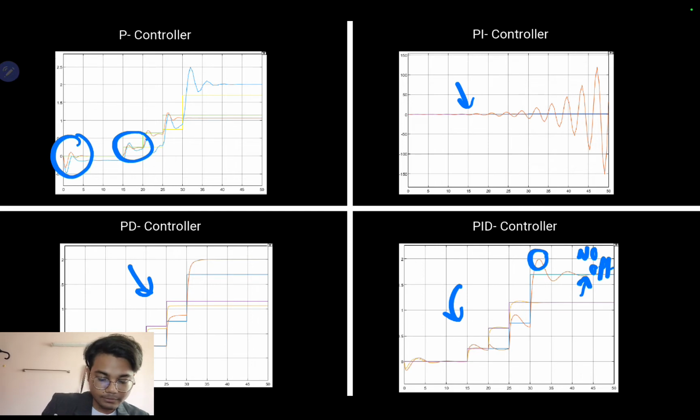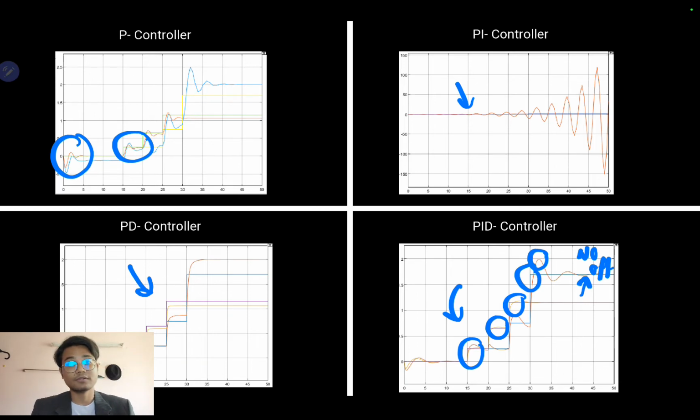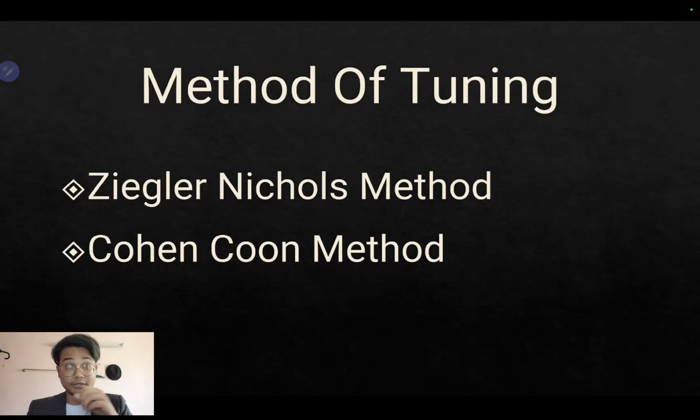Okay, as you can see here, because we introduced four set points, we have four stages here, four steps: 1, 2, 3 and 4 here. Okay, so that's all for the multiple set points. We proceed to the methods of tuning.